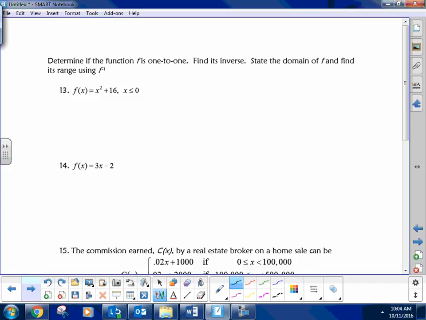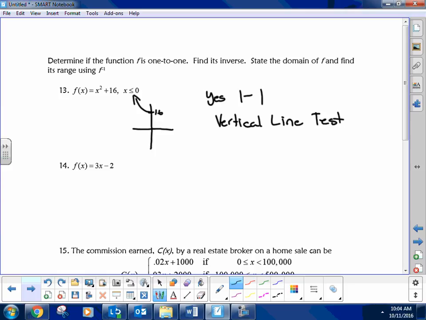Now, how do you determine if something's one-to-one? This one is going to be a graph that at 16 will be the vertex, and it's going to shoot off this way. Remember, this one is one-to-one. One-to-one needs to pass the vertical line test. This is the one you feel safest and most familiar with, the vertical line test, and the horizontal line test. And that's what this one does: it passes the vertical and horizontal line tests.